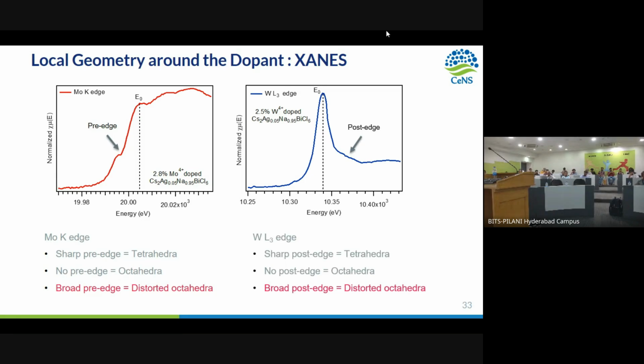In case of tungsten, as we are doing the L3 edge, that means we are probing the 2p 3/2 orbital. So instead of pre-edge, we get the post-edge features in case of tungsten.